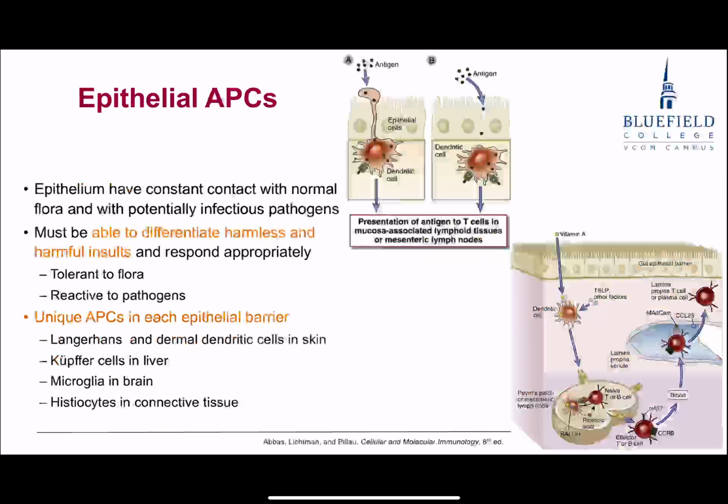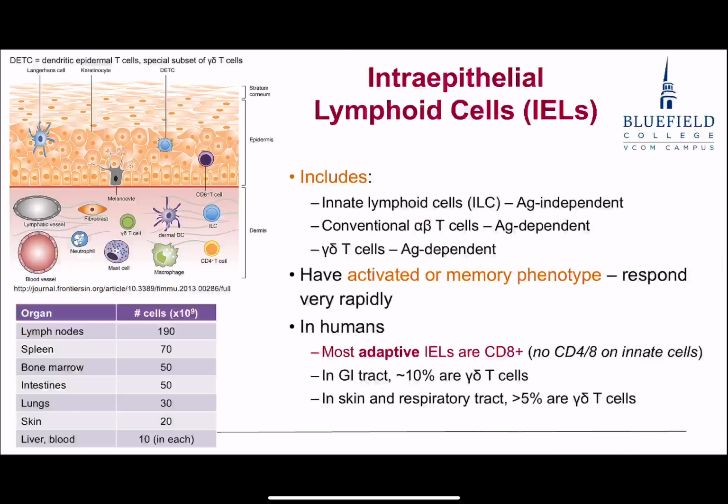All right. So another specialized set of cells in epithelial barriers are those intraepithelial lymphoid cells. All right. So we're talking about three different sets here. So first are those innate lymphoid cells, then the conventional alpha beta T cells, and the gamma delta T cells. All right. Most of these are in some level of activation. So especially your gamma delta and your innate, your ILCs. But then your conventional T cells are typically in a memory state unless there's an active infectious process going on there. Don't need to know any of these numbers.